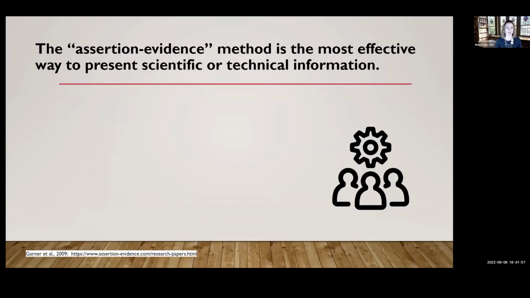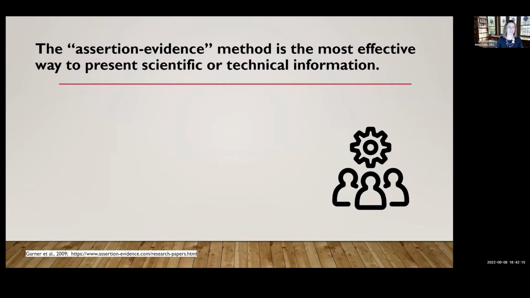So I'm going to explain what the assertion evidence method is. It is the most effective way to present scientific or technical information. I'm going to preface this entire presentation by saying this is not necessarily a scientific, like engineering presentation.